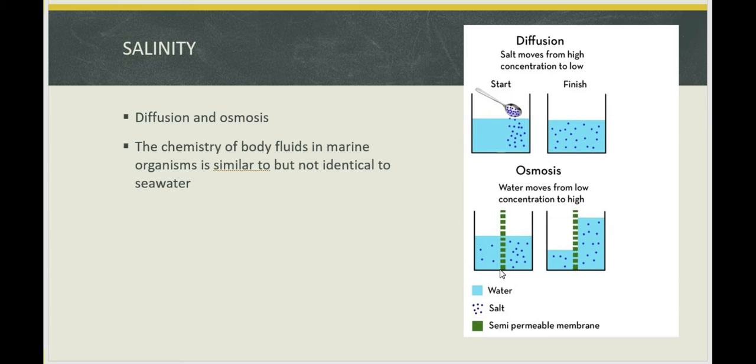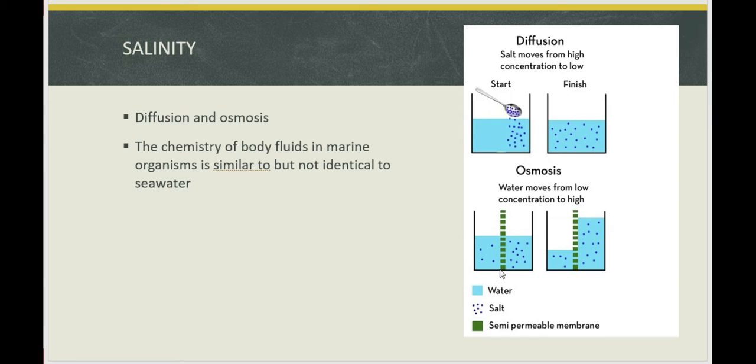And that makes sense. Your cells need water to do their job, so water needs to move from the environment into them. And then they also produce waste, so waste needs to move out of cells into the bloodstream, and then you clean it out with your kidneys, and that becomes urine. All right, so osmosis happens all the time in your body.